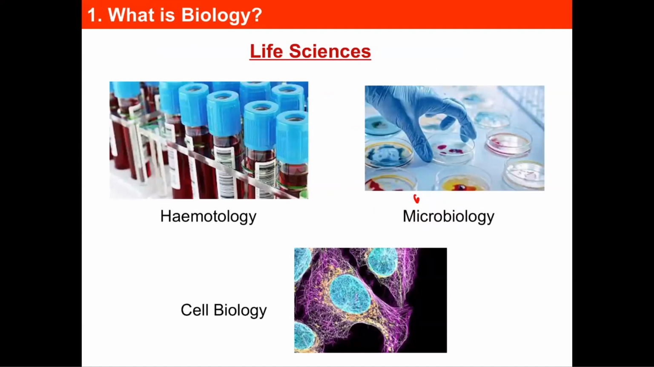So these are some examples. These are not just the only three things that life sciences study. Of course, there are much more. But these are just three examples which fall under life sciences. So hematology, which is the study of the blood, and this is something that we are going to go through today. Microbiology, which is the study of microorganisms, such as your bacteria, fungi, viruses, all these fall under microbiology. And finally, cell biology, which is the study of the cell.